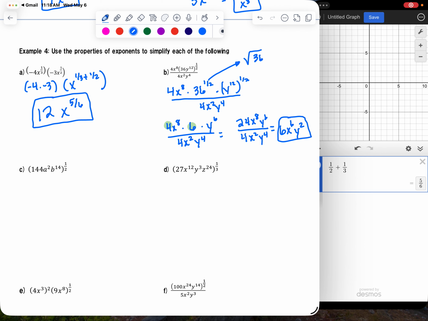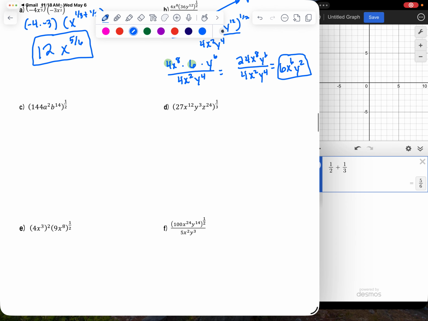All right, problem C. We have 144 a squared b to the 14 raised to the 1/2 power. Pause the video and try this problem on your own. All right, welcome back. Let's see how you did. I raised everything in this parenthesis to the 1/2 power. And then I simplified it.